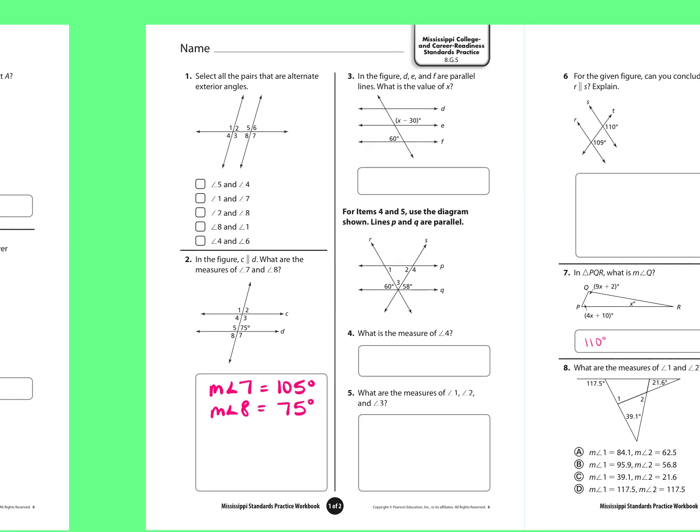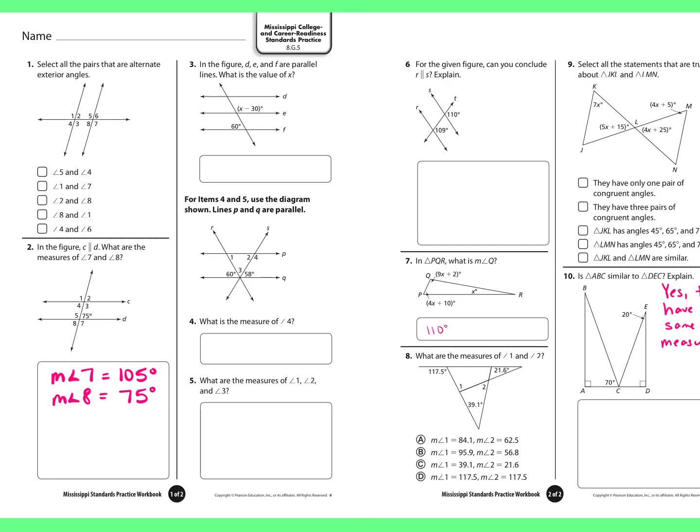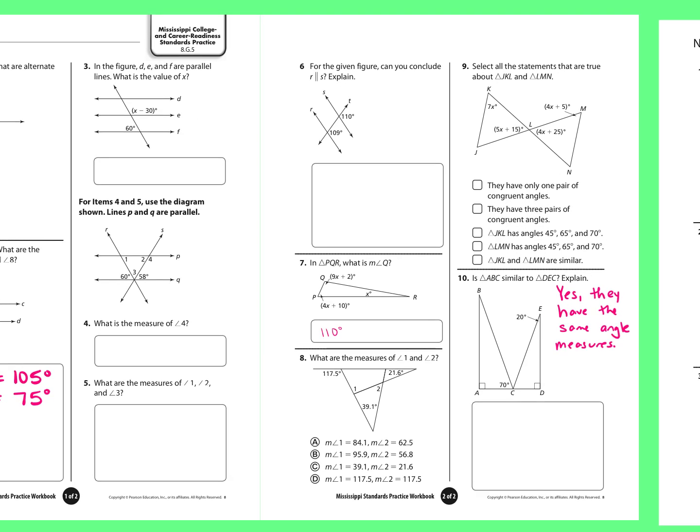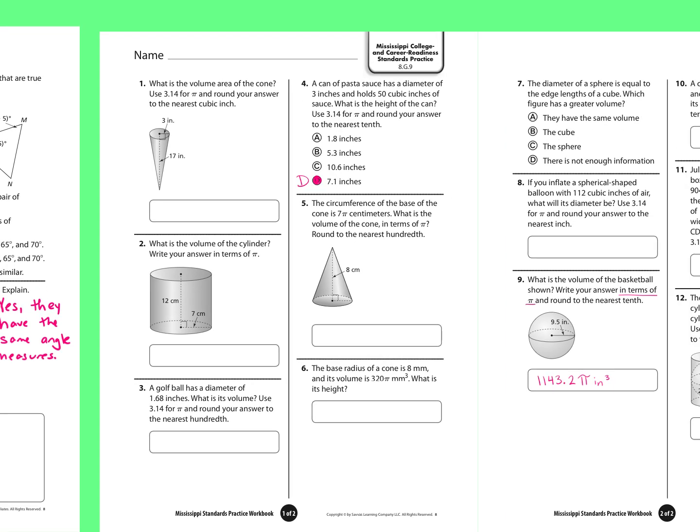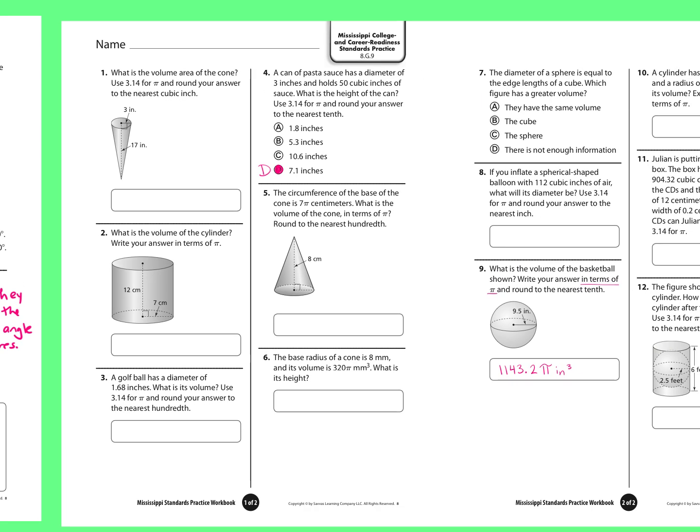Then we came back to G5. Number 2, measure of angle 7 is 105 degrees. The measure of angle 8 is 75 degrees. Number 7 is 110 degrees. 10, yes, they're similar. They have the same angle measures. Then G9, number 4 was D.